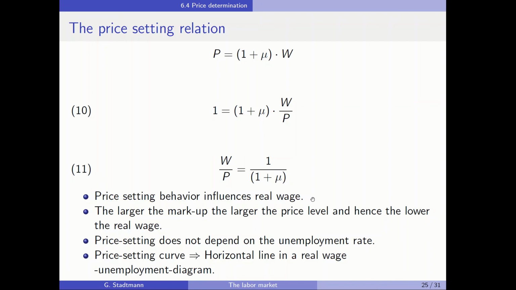So the price setting behavior also influences the real wage. The larger the markup, the larger the price level, and hence the lower the real wage. Price setting does not depend on the unemployment rate. We don't have an unemployment rate on the right hand side, and therefore the price setting curve is a horizontal line in our real wage unemployment diagram.